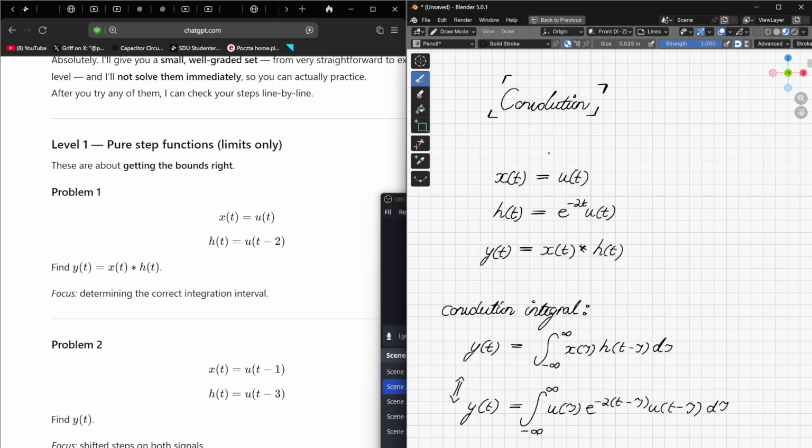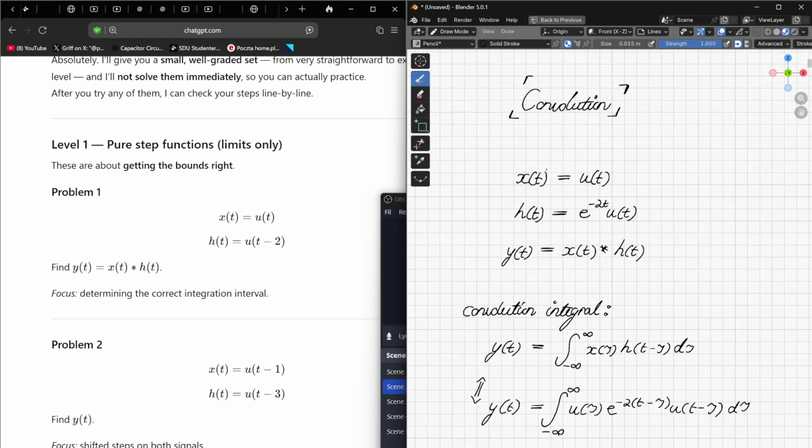And apparently that's also what is behind the normal distribution when you're working with probability. It's actually related to convolution. So in this example, we have some assigned values here. So x of t equals u of t, h of t equals e to the power of minus 2t u of t. And then this is what we want to find, and we denote convolution with a star here.